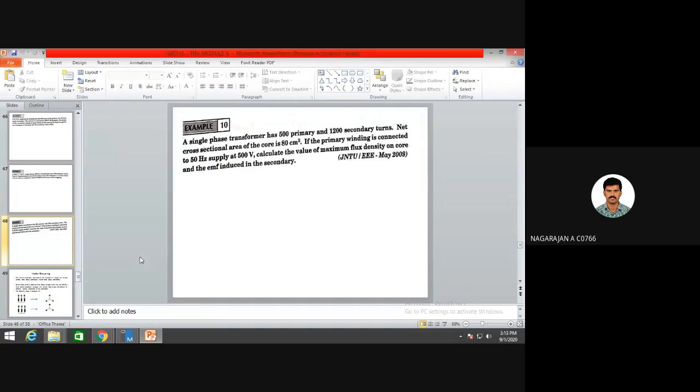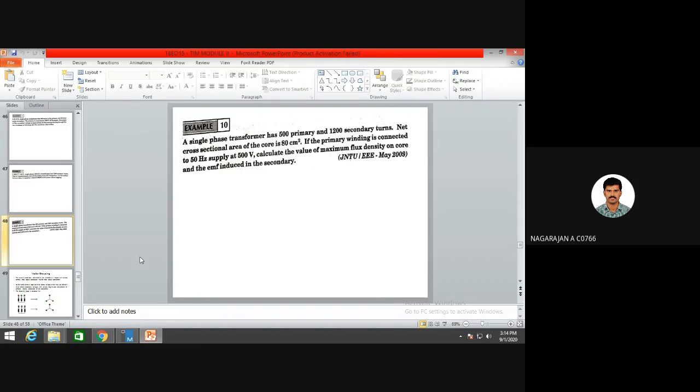if the primary winding is connected to 50 Hz supply at 500 volts, calculate the flux density. They have given frequency F equal to 50 Hz and supply voltage V1 equal to 500 volts. So what they have told you to find is the maximum flux density. Second, they have told you to find the EMF induced on the secondary side, E2 value.